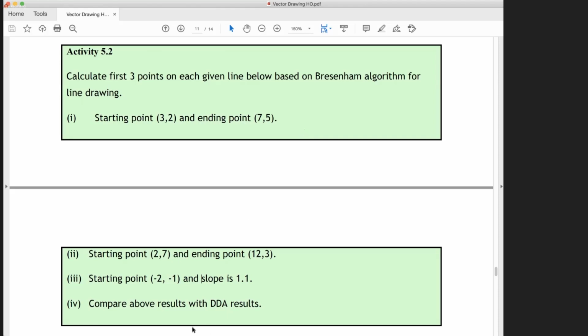Okay. What I said was that we have to calculate. The problem here is you cannot guess what delta y and delta x are, right? That is the problem. Now the slope is given, and it asks only for the first 3 points. Therefore, 1.1 means delta y is something like 11 and delta x is 10. 11 divided by 10 means 1.1, right?